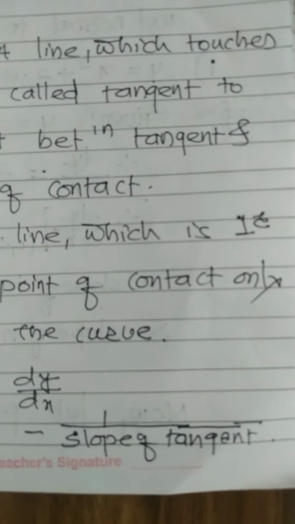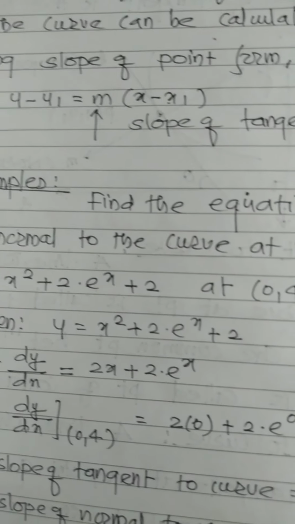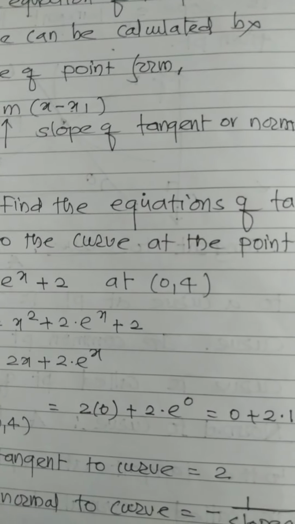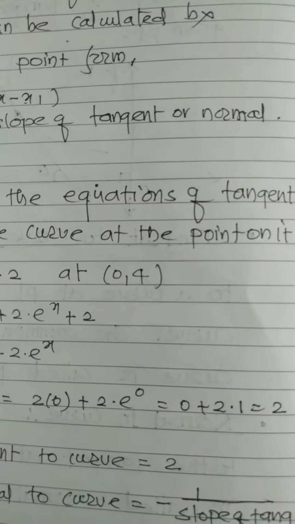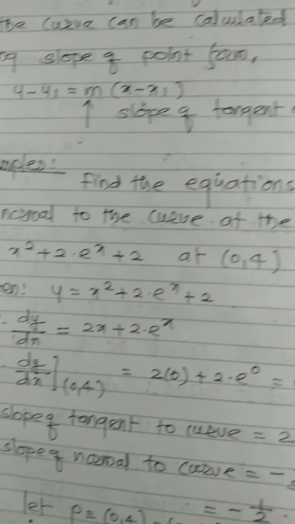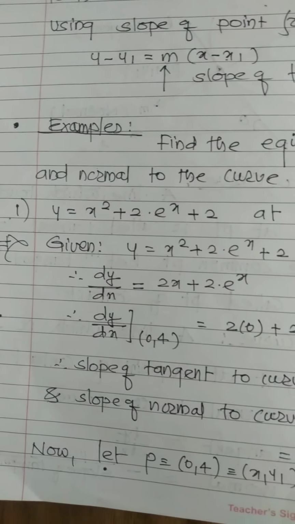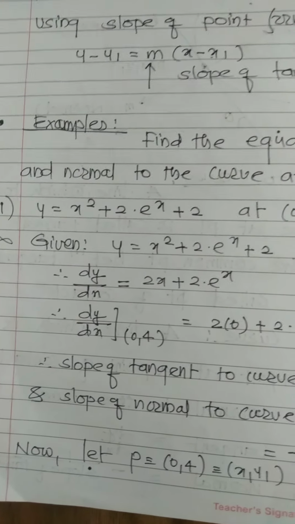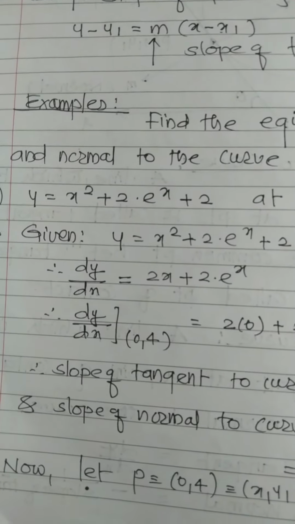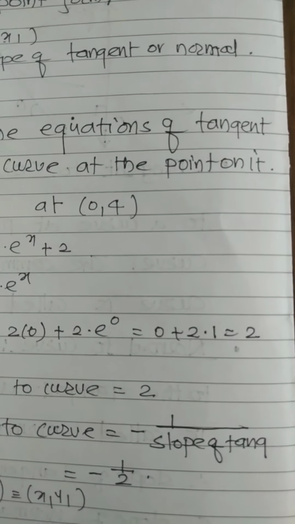Now we have to consider the equation of tangent and normal to the curve. The equation of tangent and normal can be calculated by using the slope point form, y minus y1 equals m into bracket x minus x1, where m is the slope of the tangent or the normal. By using that we can calculate the equation of the tangent or normal. Some examples: find the equations of tangent and normal to the curve at a point on it.